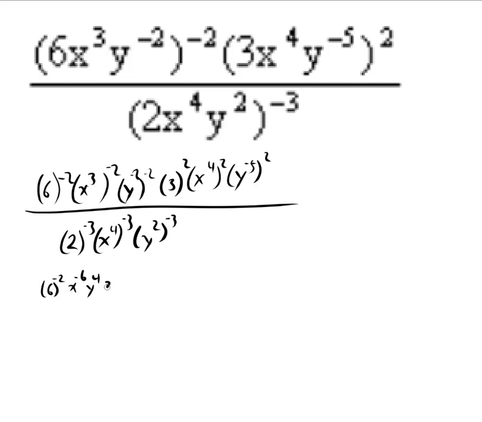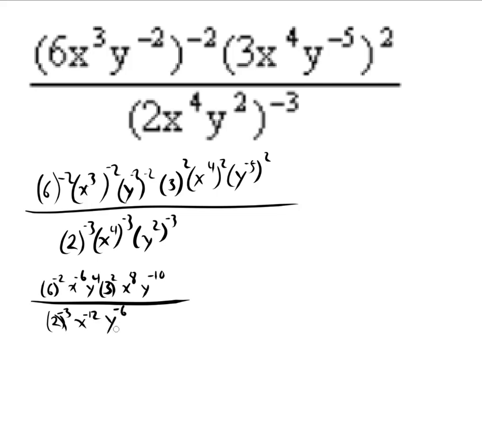3 times 3 squared, right? Times 3 squared, times x to the 8th. And then that's y to the negative 10. All right. And then all that is over 2 to the negative 3, which is just going to leave 2 to the negative 3. All right. And this is going to be x to the negative 12, right? x to the negative 12, and this is going to be y to the negative 6.